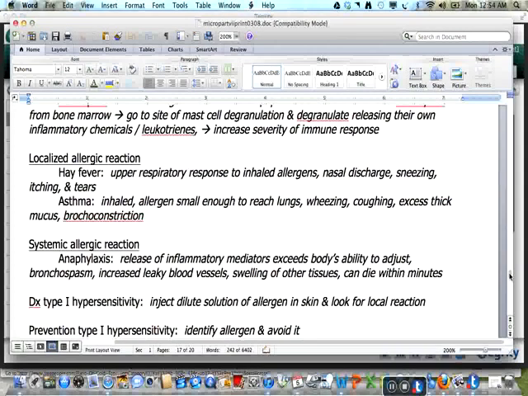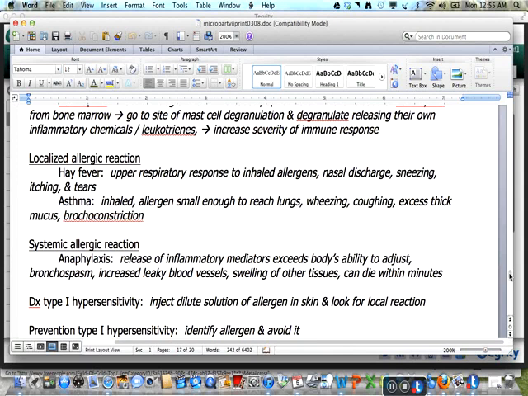Hay fever is a localized upper respiratory response to inhaled allergens. This includes nasal discharge, sneezing, itching, and tears. Asthma is also a local reaction where the allergen is small enough to reach the lungs. This results in wheezing, coughing, excess thick mucus, and bronchoconstriction.